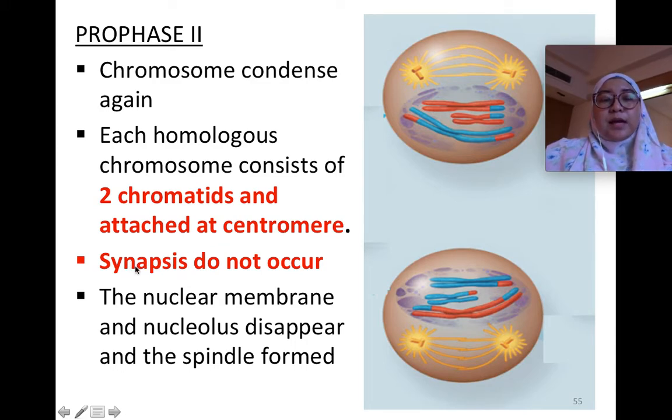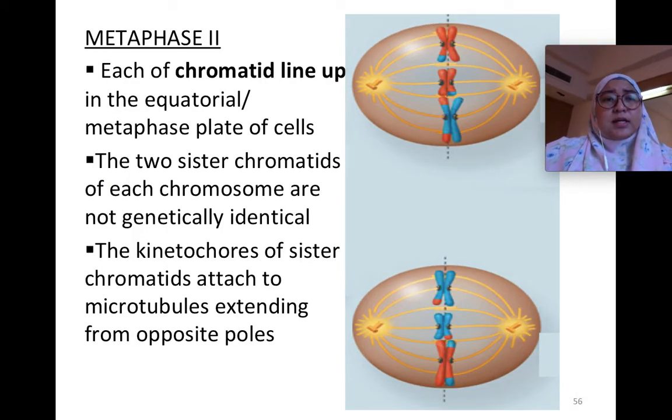And we do not have synapsis here. No synapsis occurs, and the nuclear membrane and nucleolus disappear and the spindle fibers will form. The step is similar to mitosis. It's just that this time we want to separate the sister chromatids lah. In metaphase 2, each of the chromatids lines up at the equatorial or metaphase plate of the cell. So semua berkumpul kat sini.